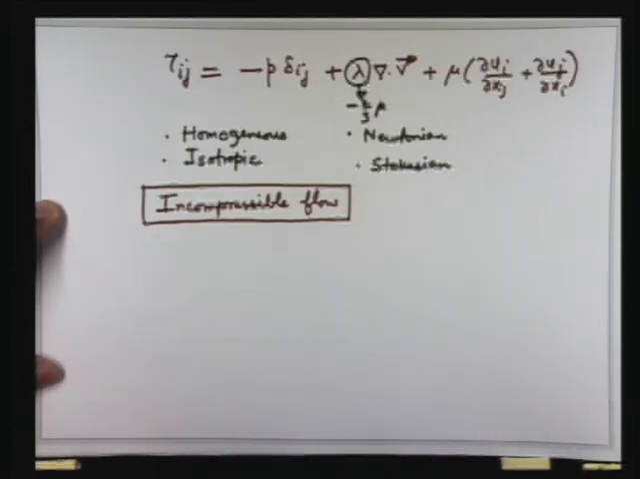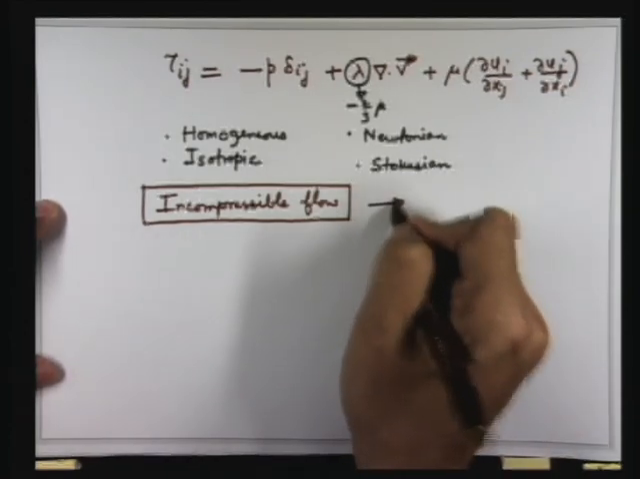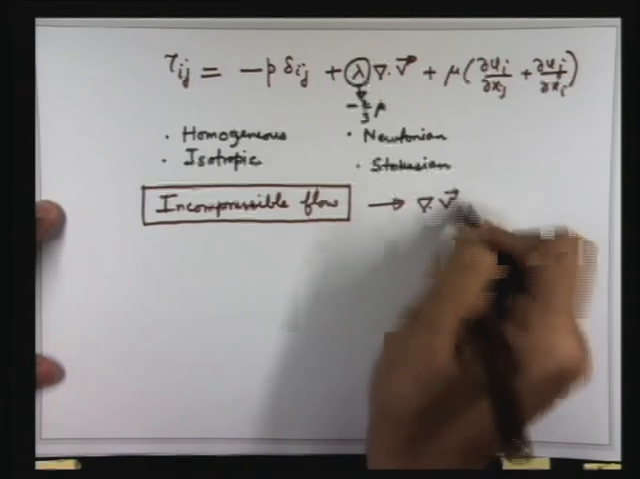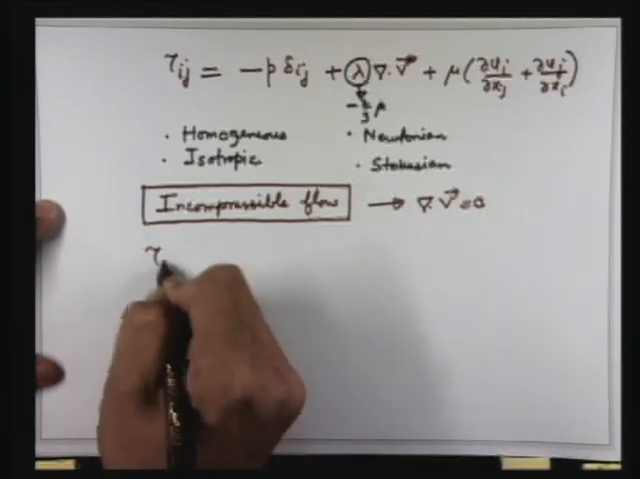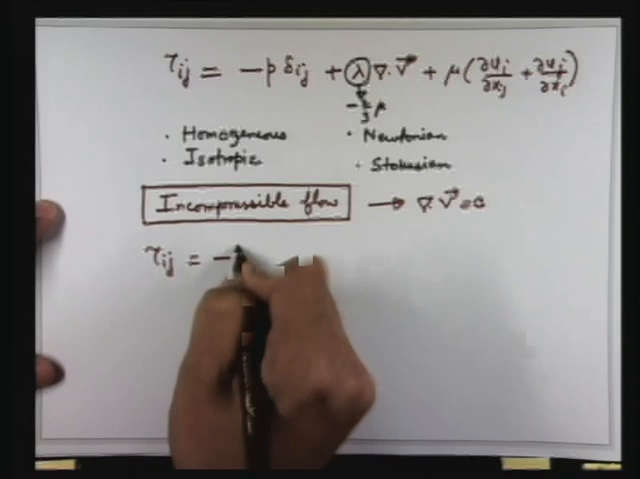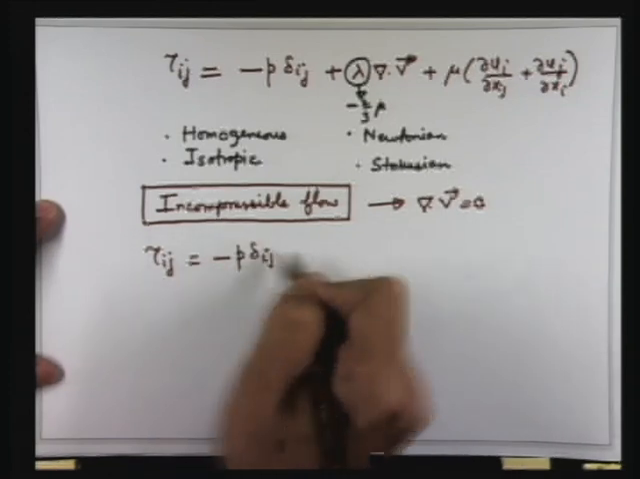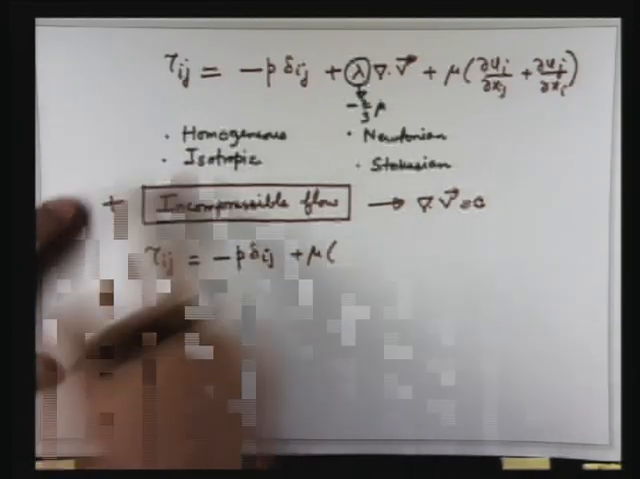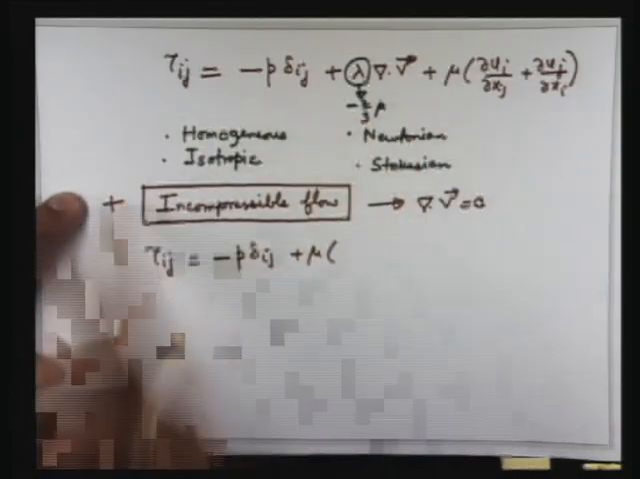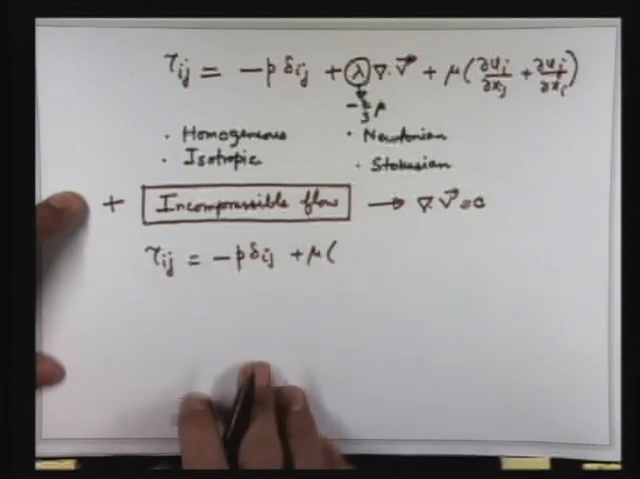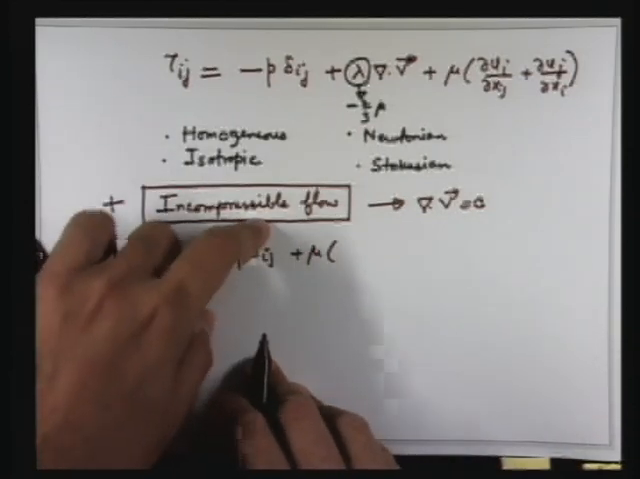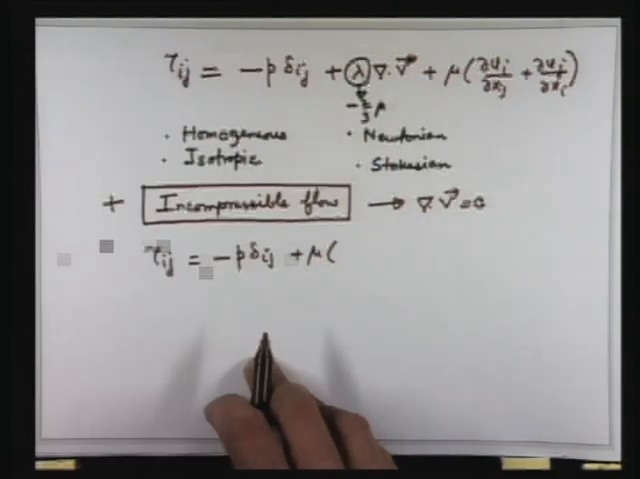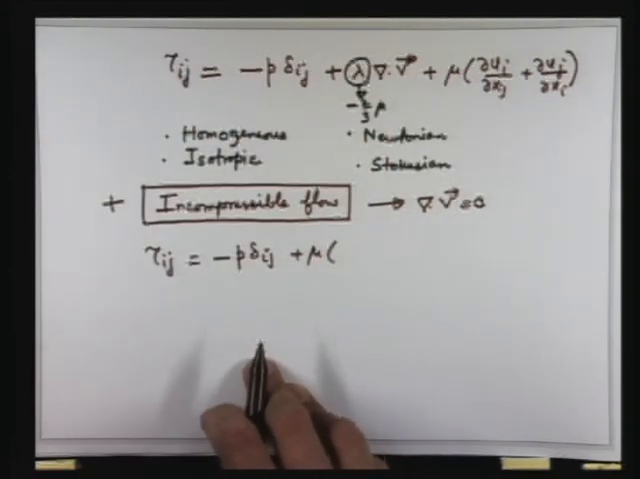If you have incompressible flow, then you have the divergence of velocity equal to 0. So tau ij is equal to minus p delta ij plus mu. So incompressible flow, in addition to the previous assumptions. But again, as I told, if it is incompressible flow, whether it is Stokesian or not really doesn't matter because the term anyway will be 0.